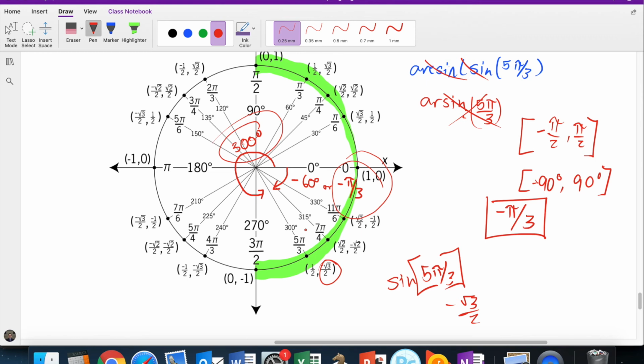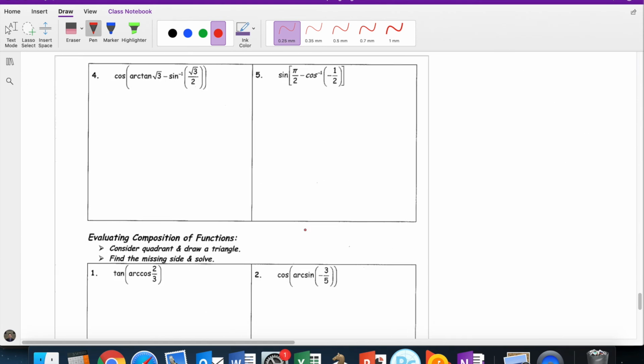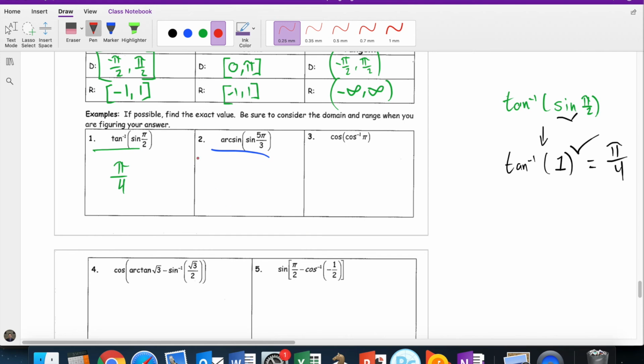Questions about this? All right, so here we have negative pi over 3. That's our answer. Number 3, I'm going to let y'all do on your own. 4 and 5 on your own.